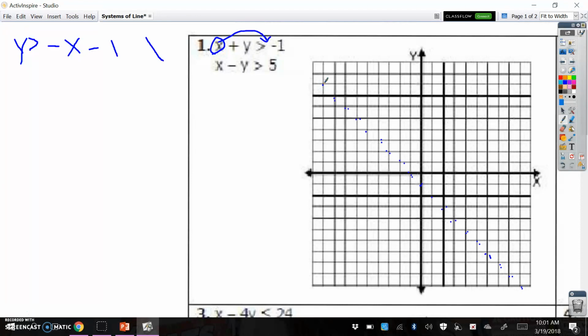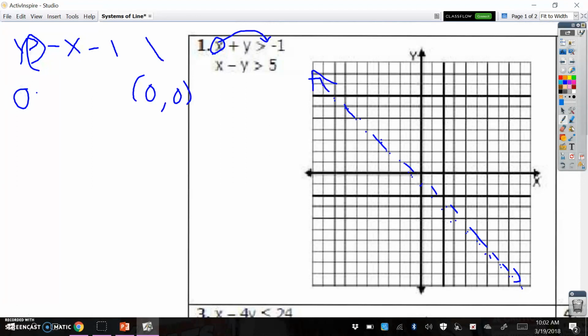Okay, is this line going to be solid or dotted? Well, there's no line underneath the sign, so it's going to be dotted. Now we have to figure out which side to shade. So we're going to plug in that point 0, 0, right? We plug in 0 for x and 0 for y.